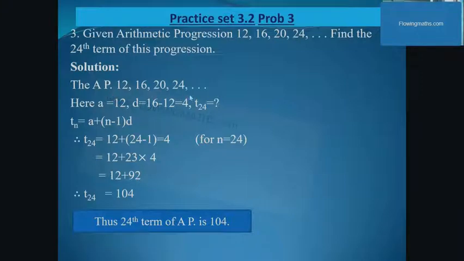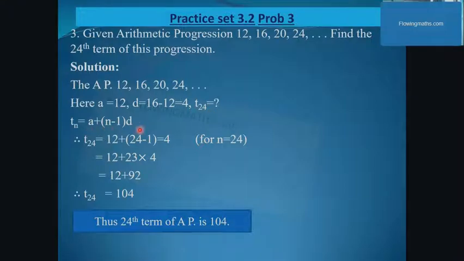Here, A is obviously 12, which is the first term. D, to find D, subtract 12 from 16. So that gives you 16 minus 12 is 4. So 20 minus 16 will also give you 4. So the D is 4. We have to find T24.